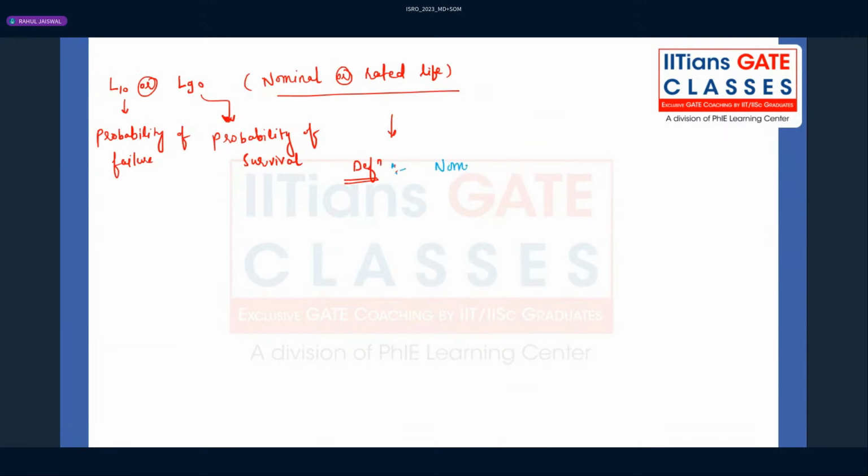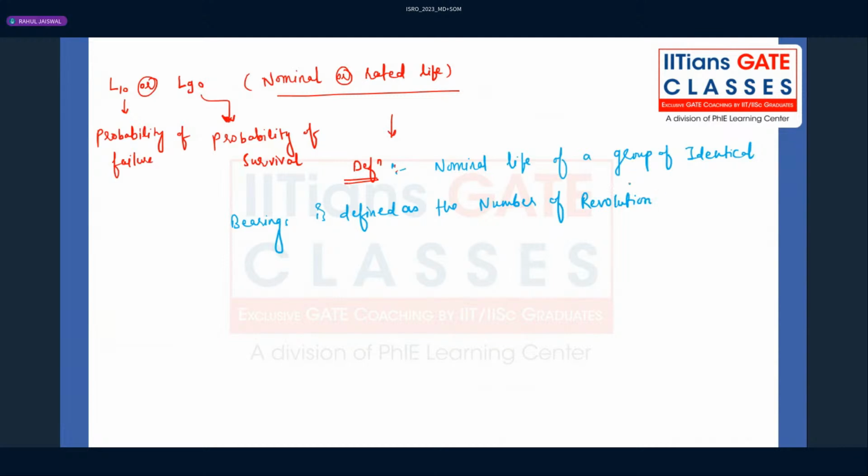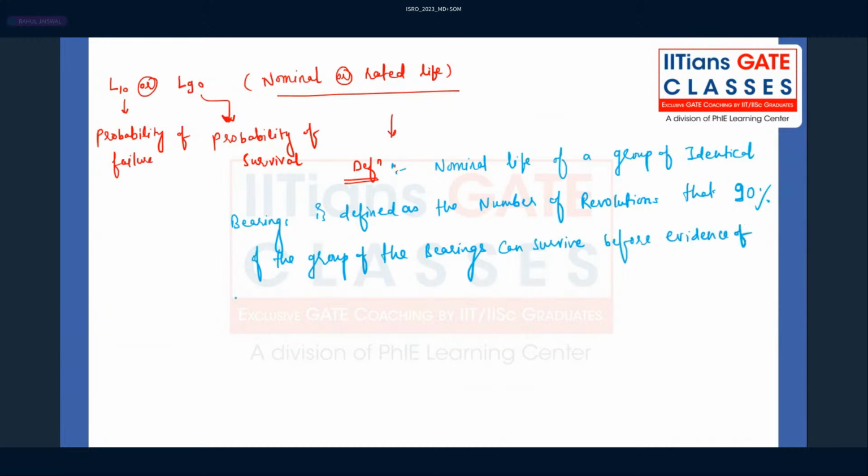The definition: the nominal life of a group of identical bearings is defined as the number of revolutions that 90% of the group of bearings can survive before evidence of first fatigue failure.